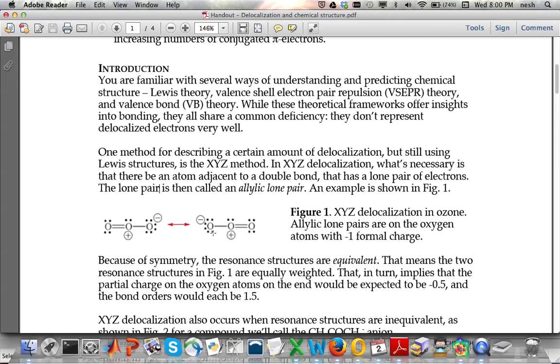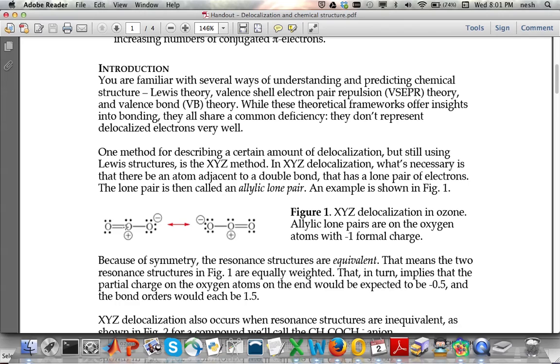Bond orders. How are we going to do that? Well, on average, it looks like we've got 2 bonds there, 1 bond there, and here it switches to 1 and 2. That means on average we have 1.5 bonds, so the bond order between those two oxygens is 1.5. And finally, what about the orbital hybridization on the central oxygen?